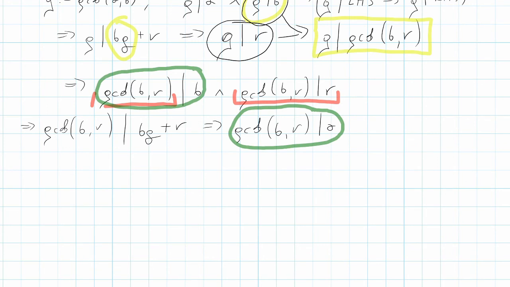we can easily infer that if it divides b and it divides a, so it's a divisor of b and a, well, it must divide the greatest common divisor. So every divisor divides the greatest common divisor. So the greatest common divisor of b and r must divide the greatest common divisor of a and b, because it divides both of them.